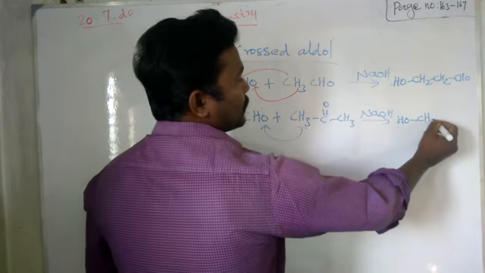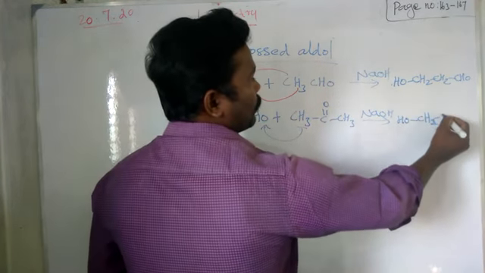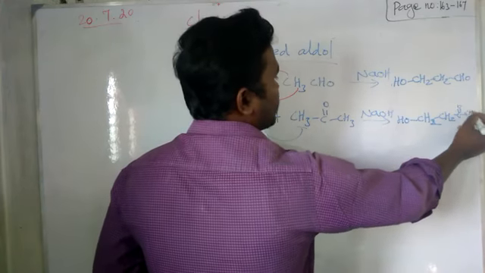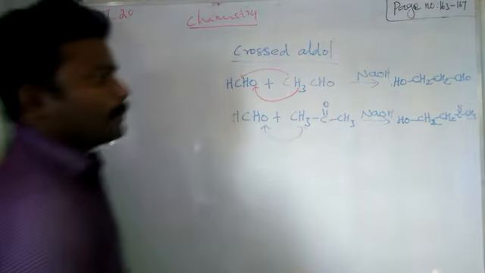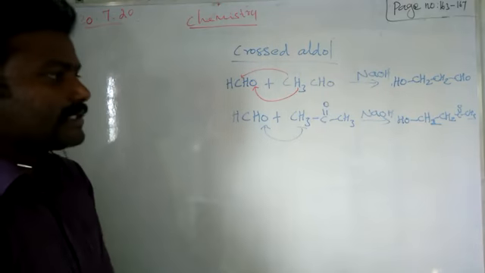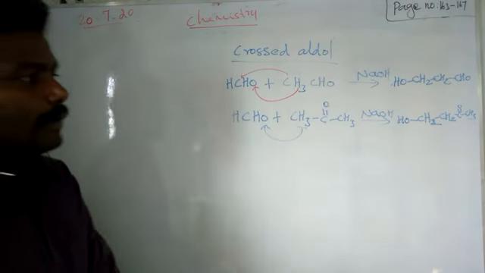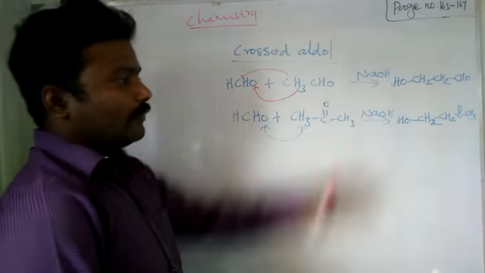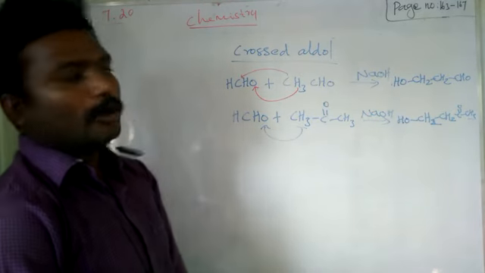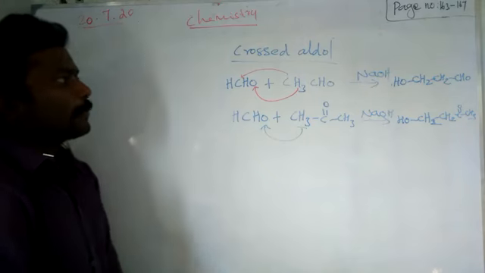HO CH2 CH2 CO CH3. What is the name of the product? See, the second carbon having a double bond O, that means ketone. Totally 4 carbons, so 2-butanone. The fourth carbon having an OH group, so 4-hydroxy-2-butanone is the IUPAC name of this product.